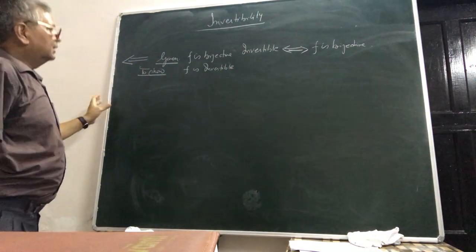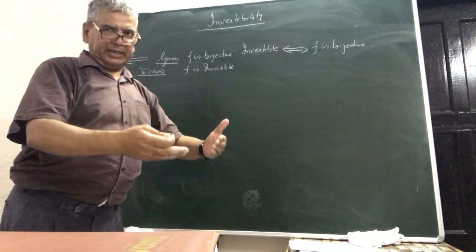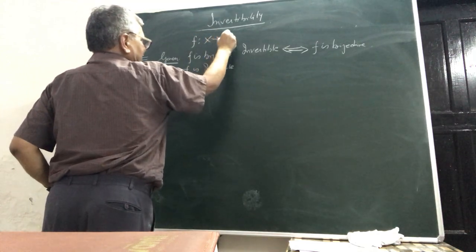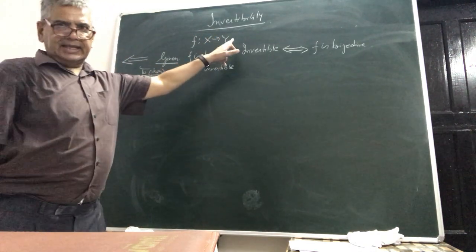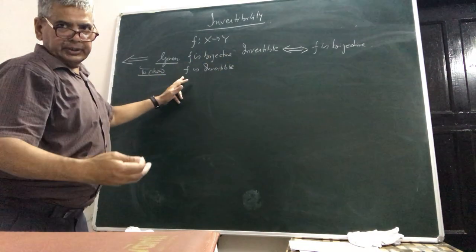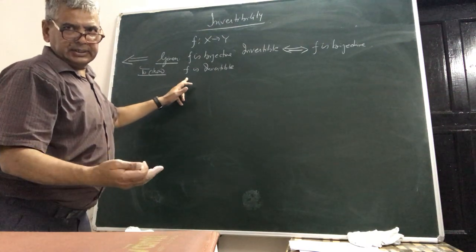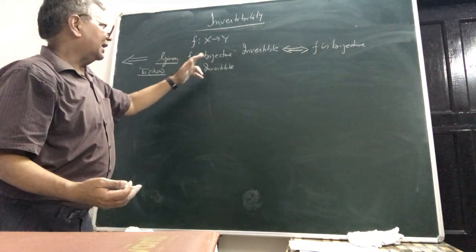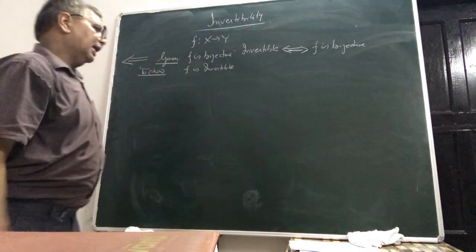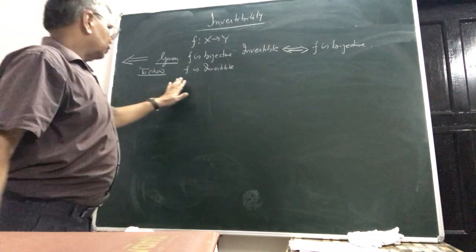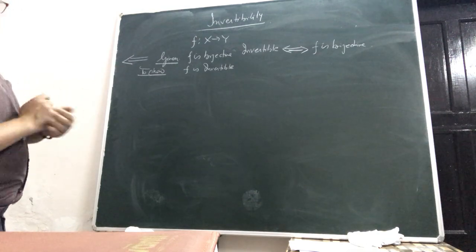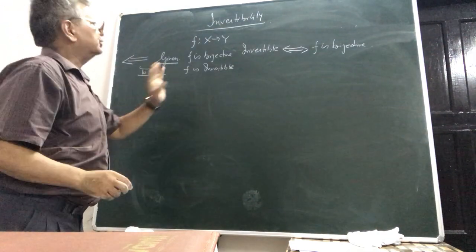Invertibility demands what? That there exists a mapping from Y to X, and of course see, f is from X to Y. Then invertibility demands what? That there exists a function from Y to X such that f inverse of f is the identity function on X, and likewise f of f inverse is the identity function on Y. Okay, so f is invertible, yes, we have to show it.